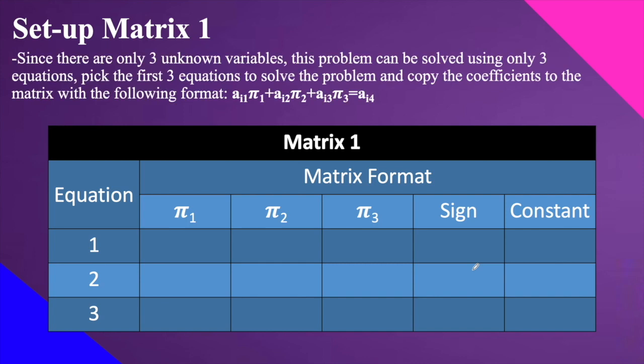Matrix number 1. Since there are only 3 unknown variables, this problem can be solved using only 3 equations. Pick the first 3 equations to solve the problem and copy the coefficients to the matrix with the following format: A sub i1 multiplied to pi 1 plus A sub i2 multiplied to pi 2 plus A sub i3 multiplied to pi 3 is equal to A sub i4. So A stands here for coefficients.